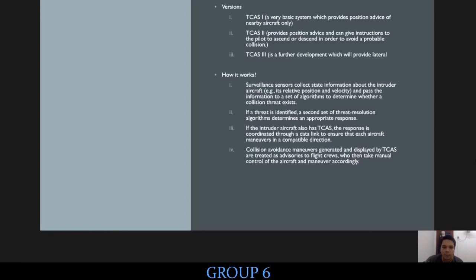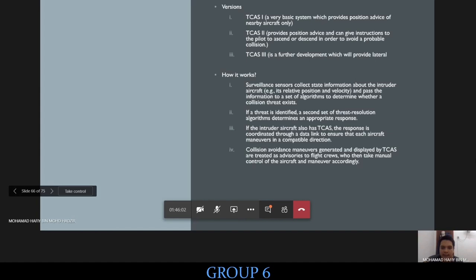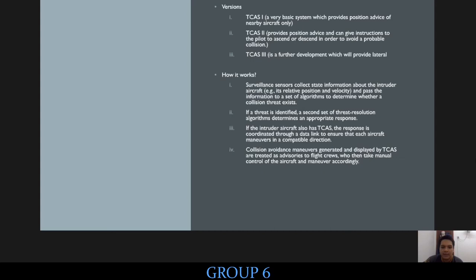How does TCAS work? A surveillance sensor collects information about the intruding aircraft, such as relative position and velocity, and passes the information to a set of algorithms to determine whether a collision threat exists. If a threat is identified, a second set of threat resolution algorithms determines an appropriate response. If the intruding aircraft also has TCAS, the response is coordinated through a data link to ensure that each aircraft maneuvers in a compatible direction. Collision avoidance maneuvers generate a display by TCAS, with threats shown as advisories to the flight crew, who then take manual control of the aircraft and maneuver accordingly.